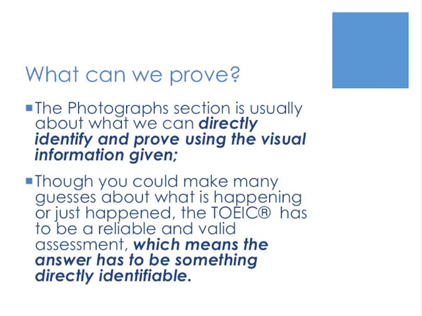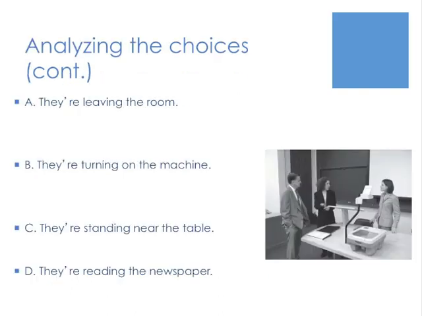So, for example, it would be probably pretty difficult for us to think about what is happening or just happened. Like, for example, did they go to a meeting? Because there could be too many different interpretations. So the idea here is we have to be able to see something directly in the actual photo. That's what the test is going to talk about. Now, as we go through each answer choice, let's see if we can think about what are the particular tricks that are involved in trying to eliminate the incorrect answers.